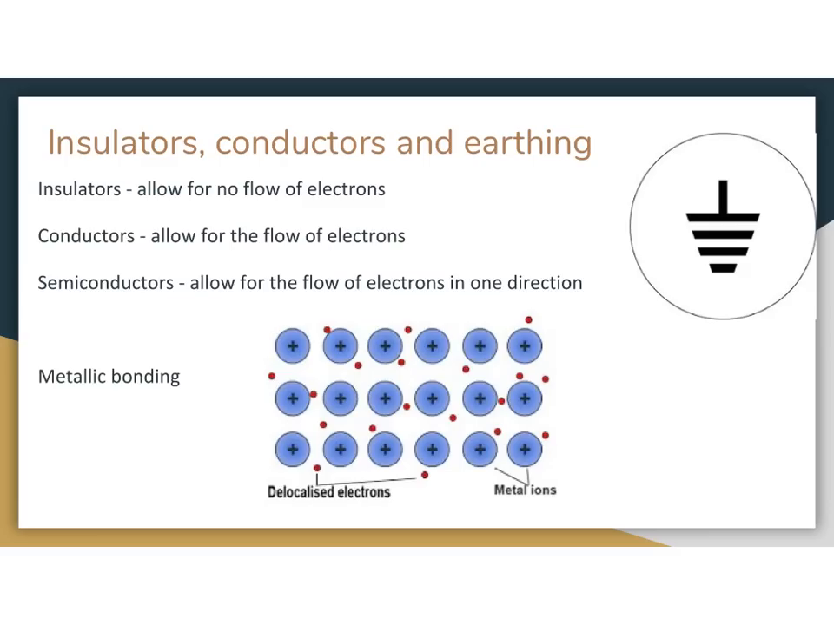So let's talk about insulators, conductors, earthing, and also semiconductors. If something is an insulator, it allows for no flow of electrons. It means that the electrons are pretty much locked in to their orbits, and they're not shared very well between each atom. Matter is made up of many atoms, so insulators don't share electrons, whereas conductors allow the flow of electrons. Down here is a picture of metallic bonding.